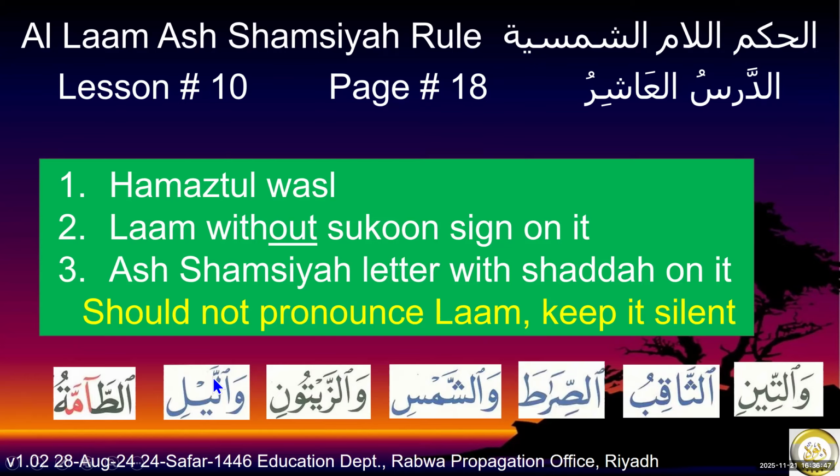Here, if you see, lam is directly with the shadda, without sukun sign. Lam and the following lam both joined together and shadda was given. So just take it at this moment that whenever you see Hamzatul Wasal followed by lam with shadda, that is a Shamsiya letter. At-Tammatu: here also Hamzatul Wasal is followed by lam without sukun sign. The third letter is a letter of Shamsiya, so lam must be kept silent.